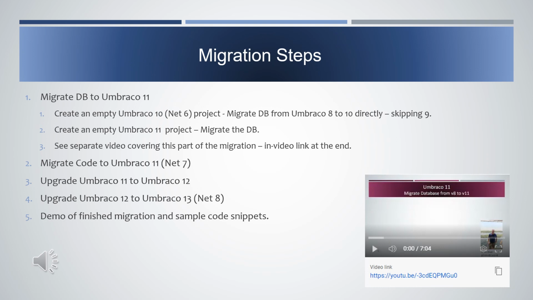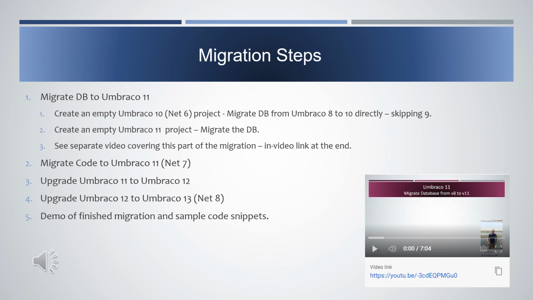The migration is achieved by first migrating the Umbraco 8 database to a .NET Core-based version of Umbraco, i.e. Umbraco 11. The database migrations are performed using blank Umbraco CMS projects for versions 10, then 11, connected to the Umbraco 8 database to upgrade it through successive major versions of Umbraco. See the separate database migration video in the description.